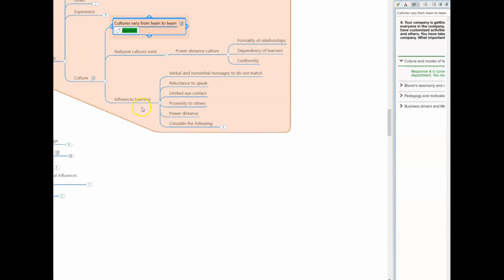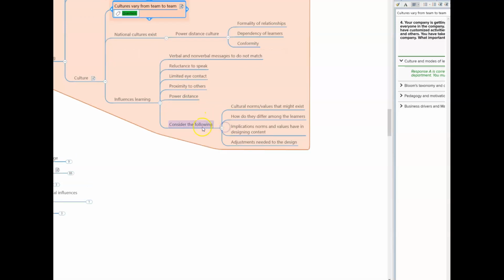How culture influences learning. Verbal and nonverbal messages do not match. There's a reluctance to speak. There may be limited eye contact or proximity to others. There may be a power distance between the people.